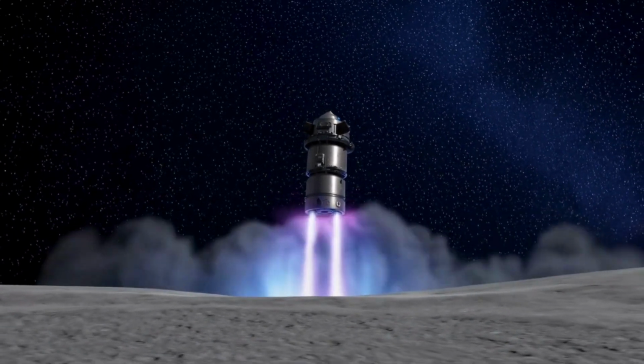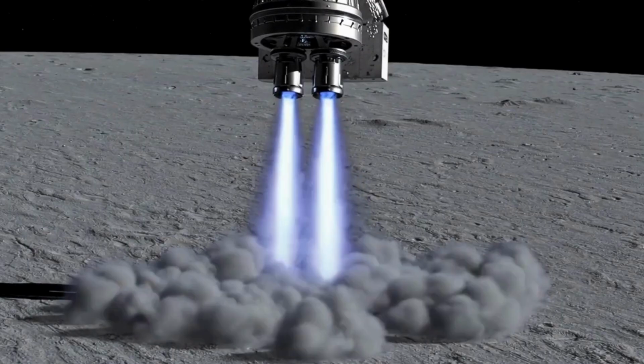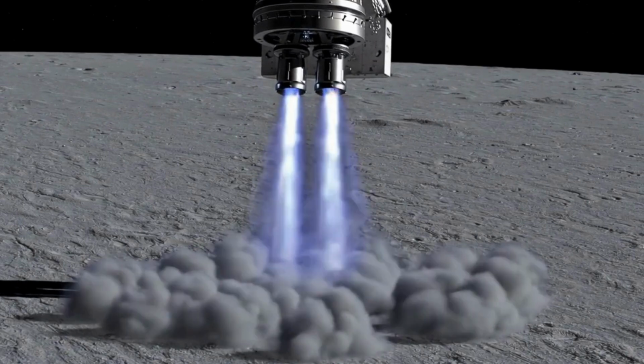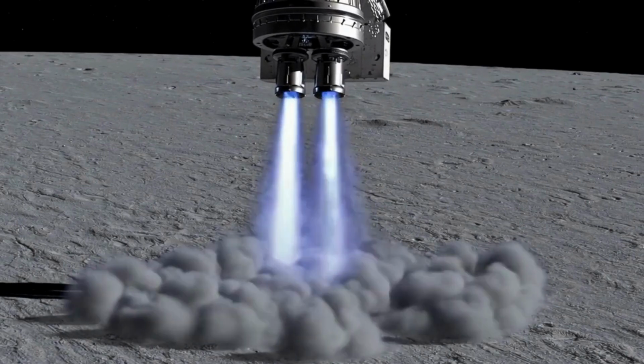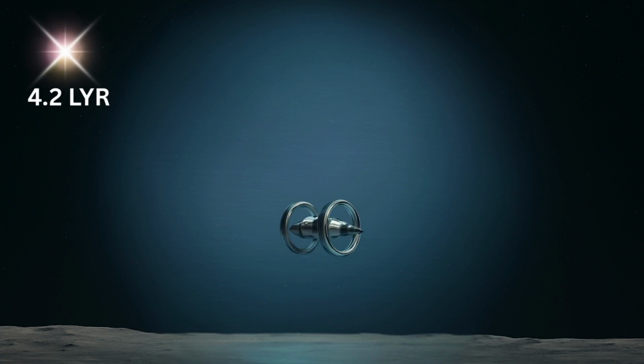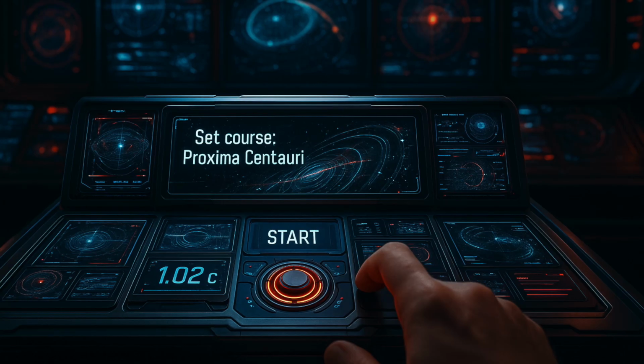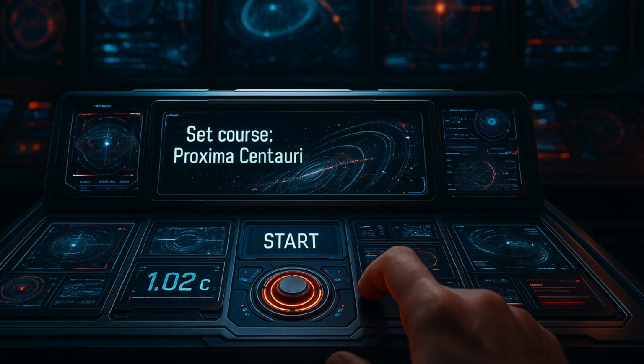T-0. The plasma thrusters engage with a subtle vibration. Ionized gases burst from beneath the spacecraft, kicking up gray dust clouds across the moon's surface. The ship rises slowly but steadily, climbing toward its pre-designated orbital altitude. Once it reaches orbit, the warp drive ignition sequence begins.